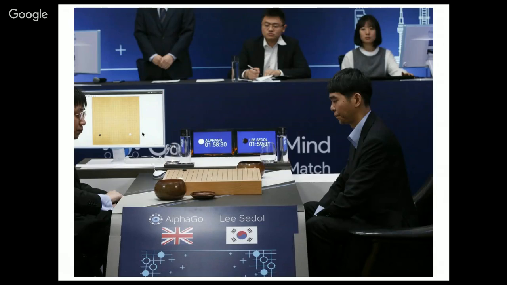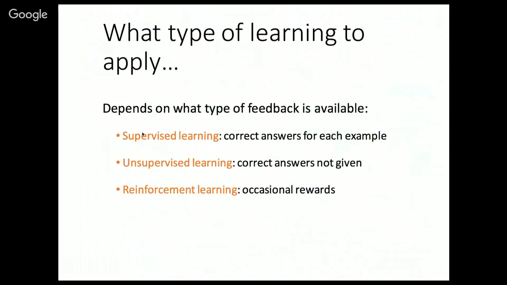So Lee Sedol was sitting on the right side here. He lost to this computer program that Google created. And it uses deep learning techniques. We're not going to cover deep learning today. But basically deep learning is also a type of learning program. What type of learning program is it? Is it a supervised learning, unsupervised learning, or reinforcement learning program?